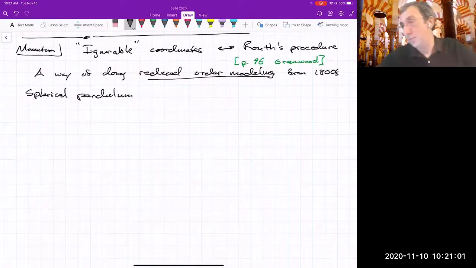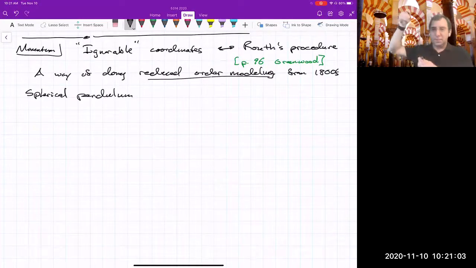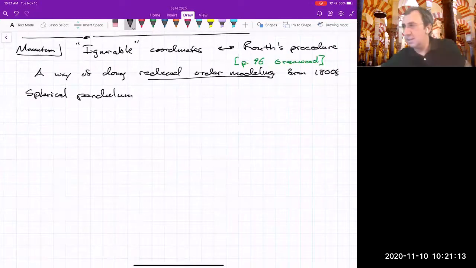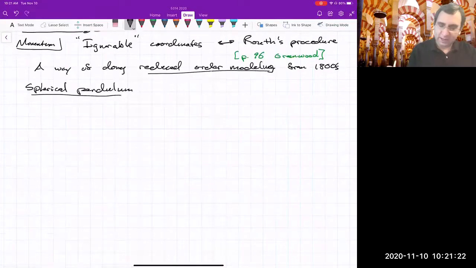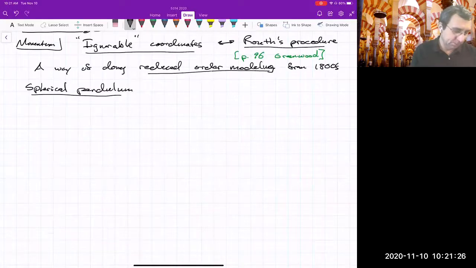I could sure use a spherical pendulum. Here's something like a spherical pendulum. It's like there's a mass at the end of a rod, and it can move. Instead of a planar pendulum, it's able to pivot around. So it's got the two variables, theta and phi. We'll talk about this specific example and then maybe the more general case of Routh's procedure and ignorable coordinates.